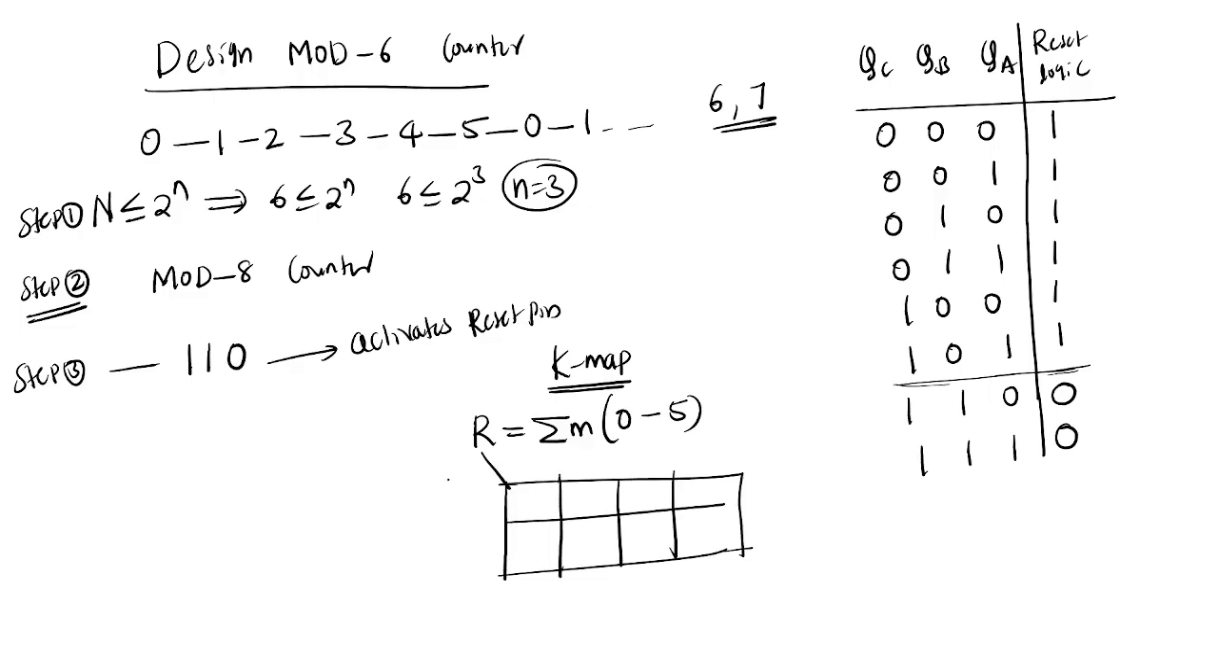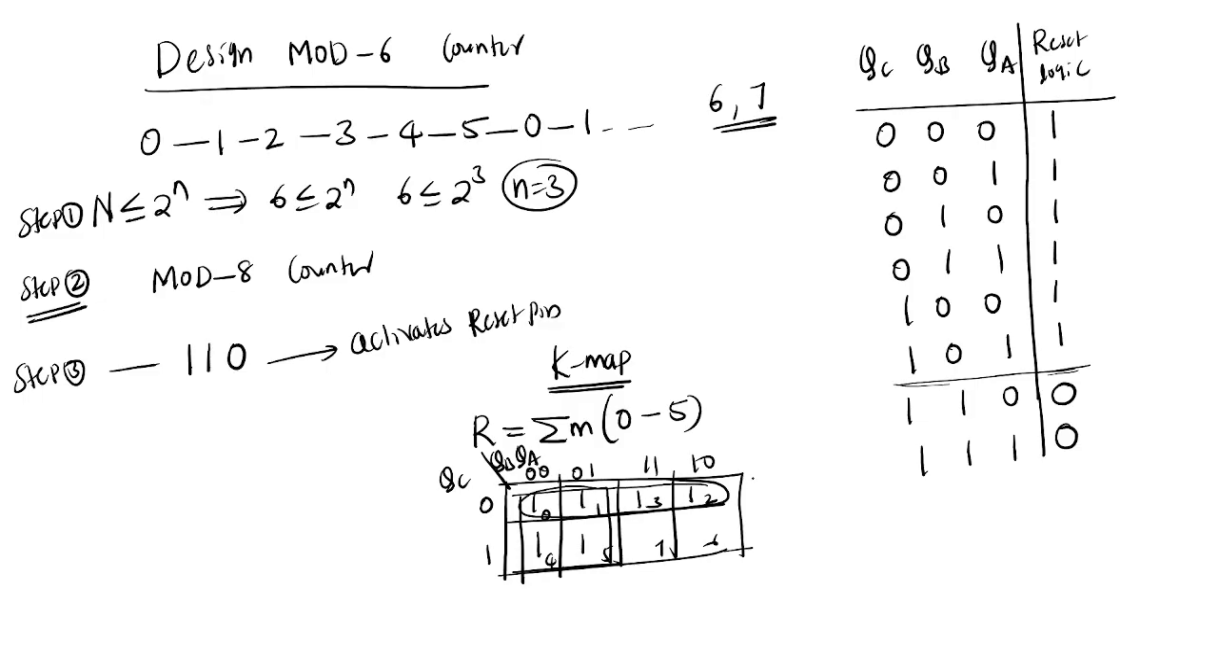So what are the inputs? QC, QB, and QA. 0, 1, 0, 0, 0, 1, 1, 0, 1, 1, 0, 1, 2, 3, next 4, 5, 6, 7. So 1, 2, 3, 4, 5. Okay, quad. So this is one quad, this is one quad, and one more quad.